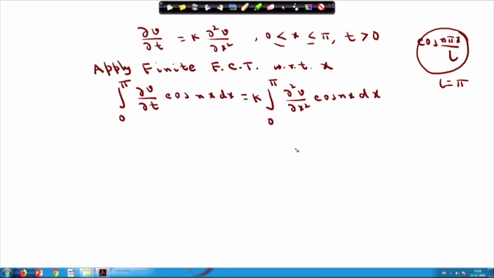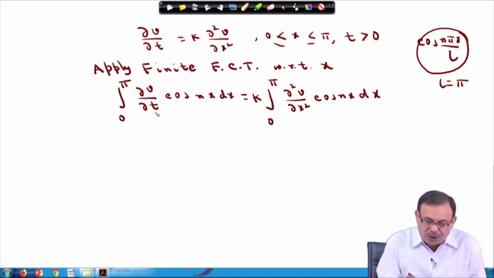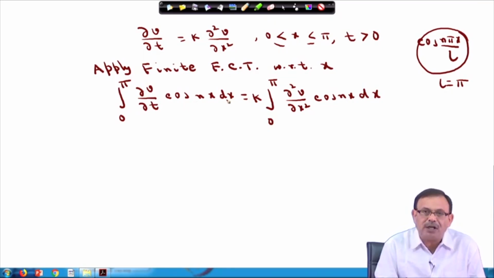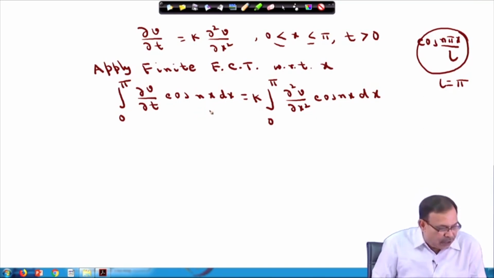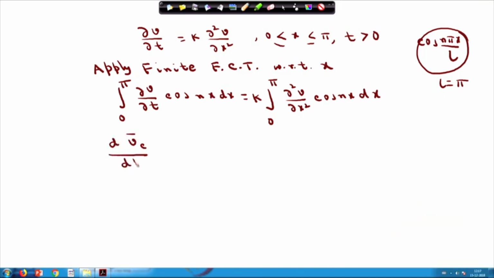In the last lecture, when we started the finite Fourier cosine transform, we evaluated the values of all these things. So, what is the left hand side? Again, like the earlier example, since I am taking the finite Fourier cosine transform with respect to x, del del t can come outside, that is d/dt, and the integral becomes integral 0 to pi of v cos n x dx, which is nothing but v bar c, that is the finite Fourier cosine transform of v only. So, you can write d v bar c by dt.